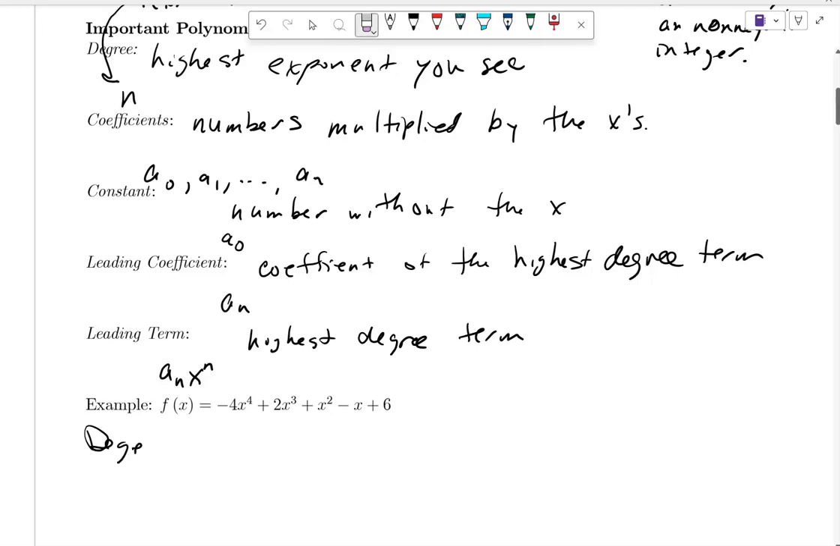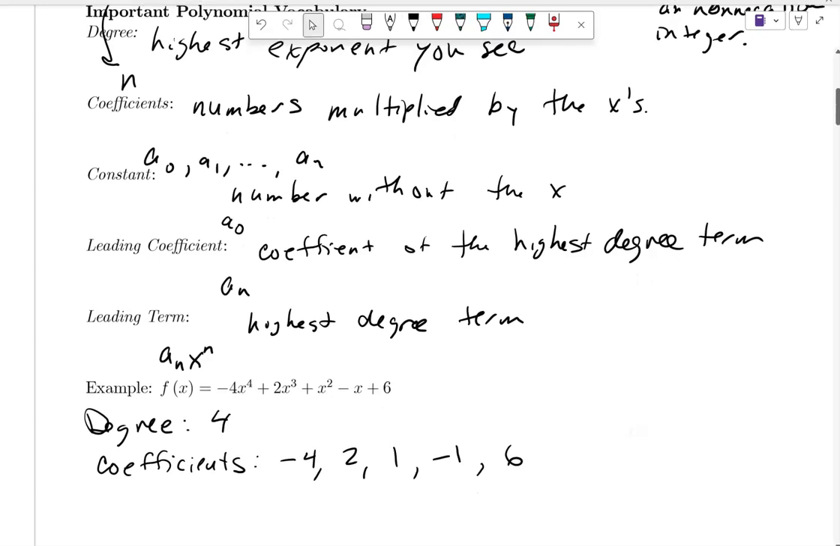So let's see if we can answer this for this specific example, and then we'll take your quiz. What's the degree? 4, right? That's the highest degree. The highest exponent we see is the 4. Can you list off the coefficients for me? So the coefficient itself is just the negative 4. Yeah, that's right. Oh, technically the constant is also a coefficient, so yeah, it's 6. Yep, sorry. Those are your coefficients.